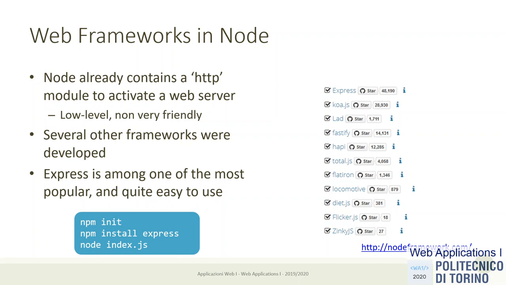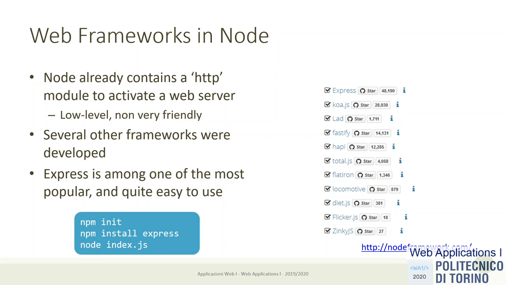Express is one of the most popular ones and quite easy to use, so for our purpose of getting something online quickly, it could be enough. But if you want, you can explore some more of them on this page. There's a quite comprehensive set of links. Installing Express, of course, means installing the Node module for Express, and creating and running a simple JavaScript file that we may call here index.js or something like that.